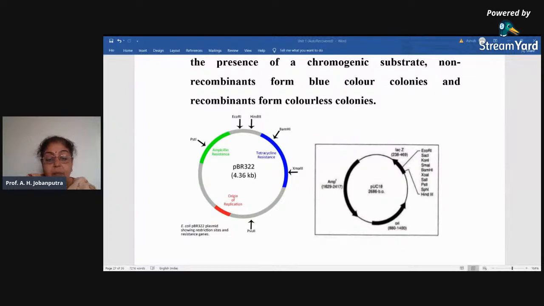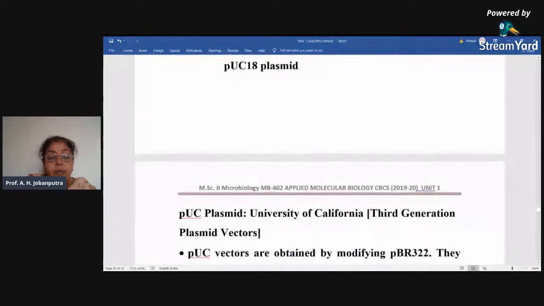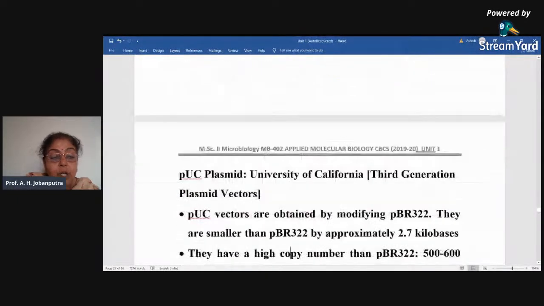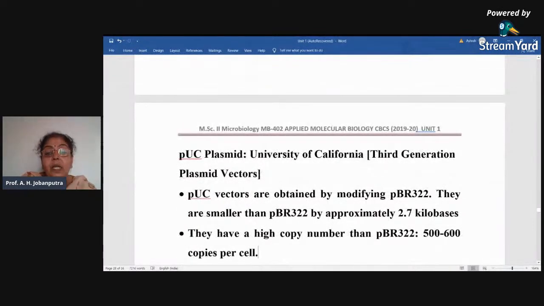The next generation plasmid is the pUC plasmid, pUC18. It was isolated at the University of California. It is known as third generation plasmid vector. This is very important, you should know which example belongs to first generation, which to second generation and which to third generation. pUC plasmid is a modified PBR322 plasmid.